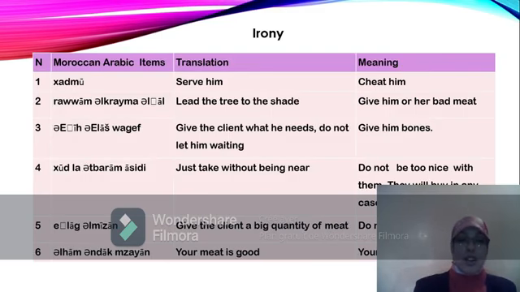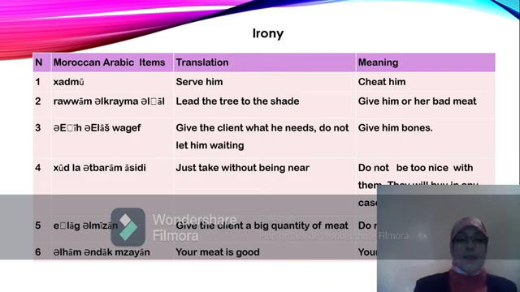Item number 4, "خذ لا تبرم سيدي." Just take, without being near. Now the real meaning is: do not be too nice with them, they will buy in any case. Again, we are talking about clients.